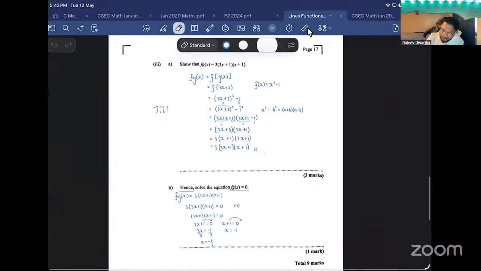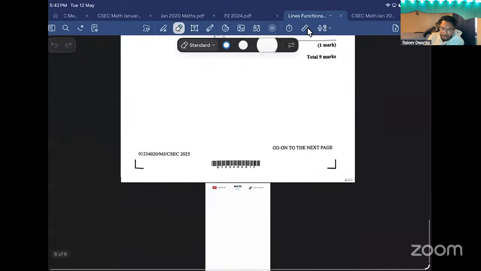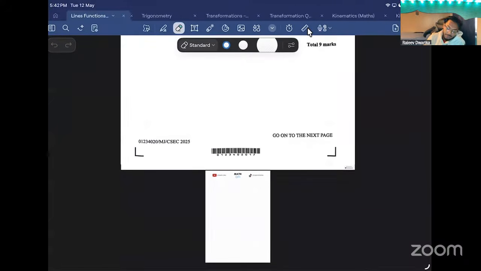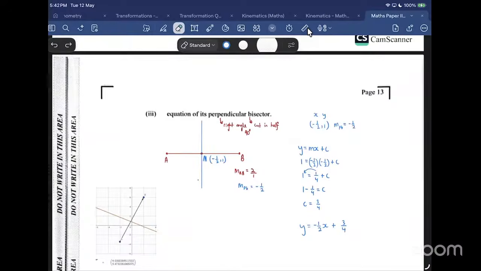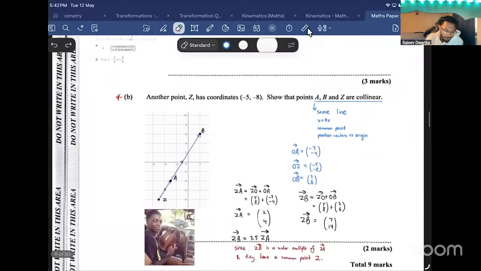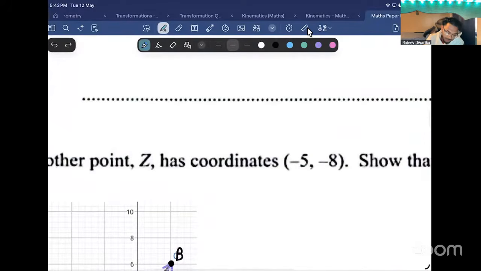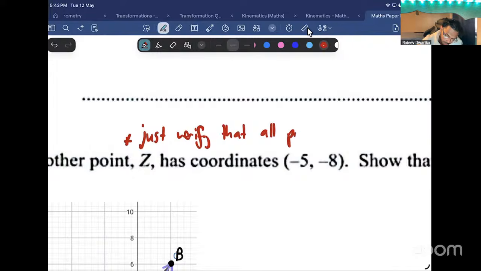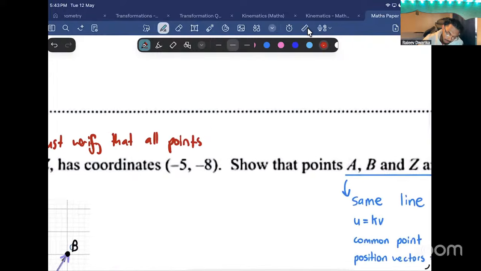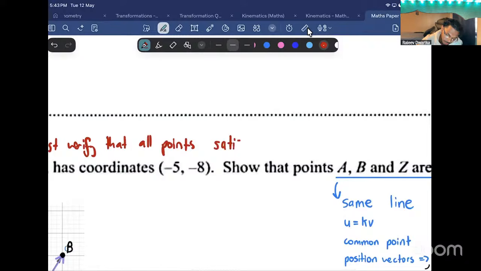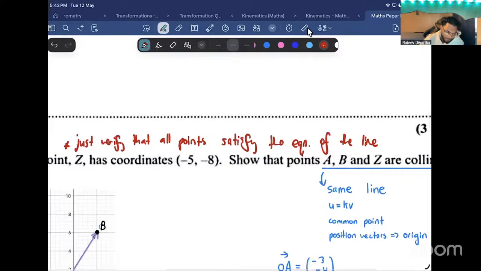All the points you generate from a function must follow that same relationship. So if a point is on a line, it will satisfy the equation. So big up Cohen for that one. I'll just put it over here: just verify that all points satisfy the equation of the line.